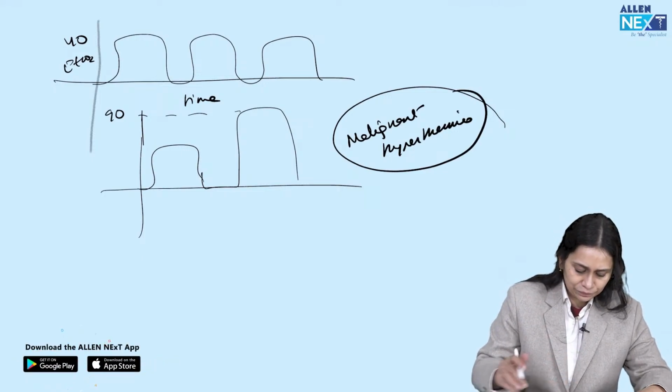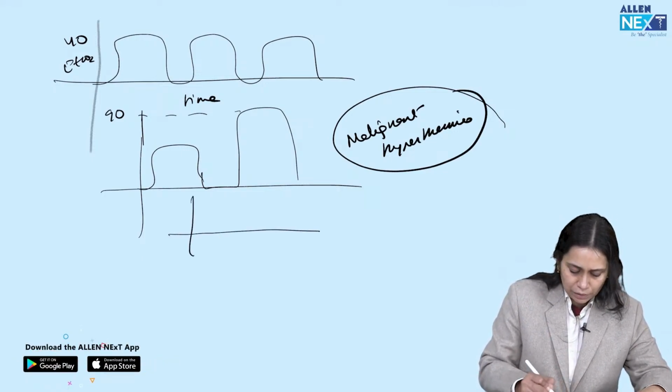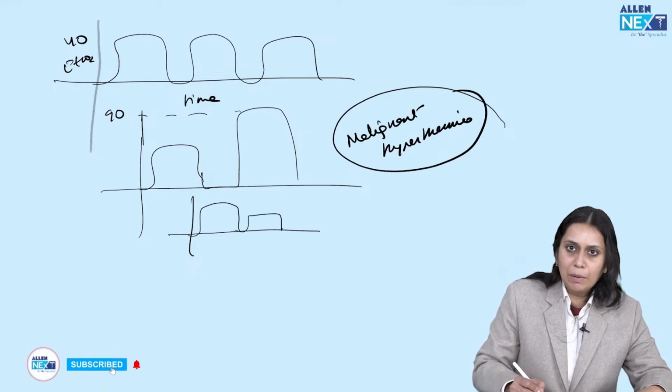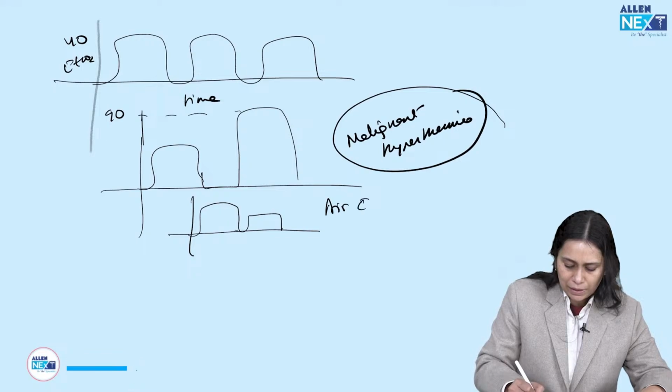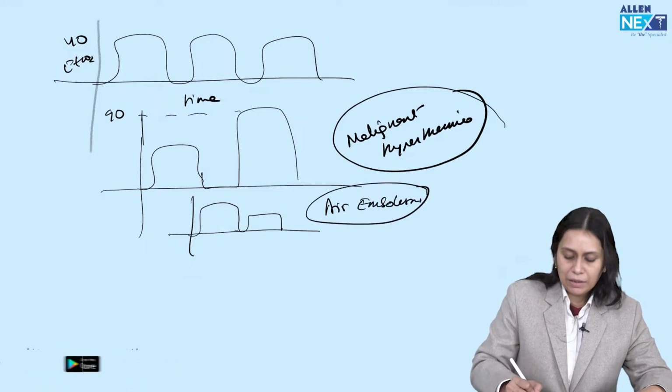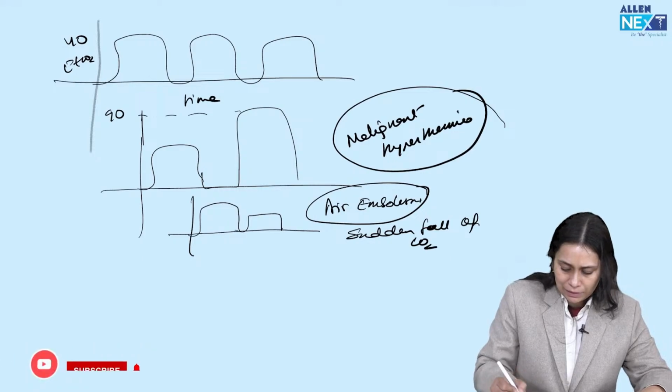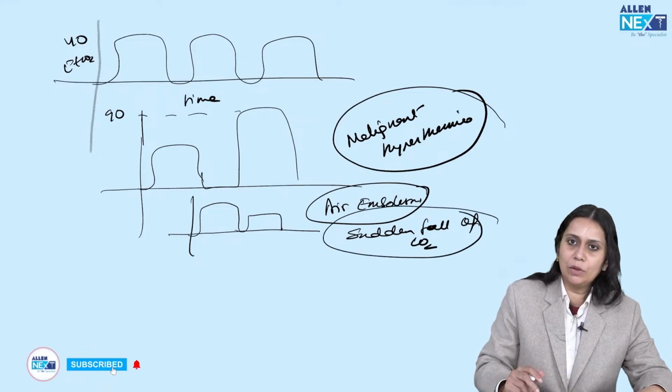If the value suddenly falls from 40 to 20, then remember, air embolism. A sudden fall of CO2, answer is air embolism.